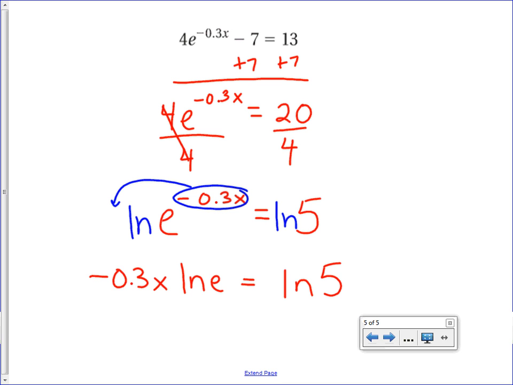To get rid of this ln e, well, I could divide both sides by it, or I could just remember the property that the base of an ln is e, and when I do the same base on the same argument, ln e of e just cancels out. These are inverses, so it basically becomes the number 1. So if you ever have the ln of e, just get rid of it. Then, my equation says negative 0.3x equals ln 5.